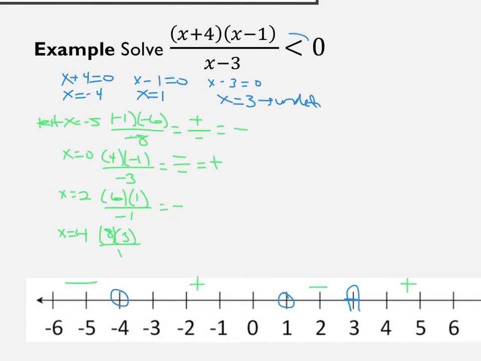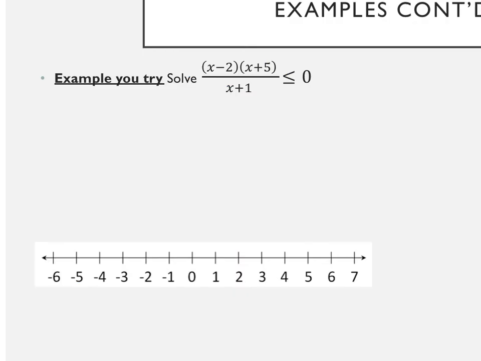And notice because we have a less than, we want to hug the negatives. Everywhere gets parentheses. So our final answer then is -infinity to -4 union 1, 2, oh, I forgot the 1. 1, 2, 3. Try this example, you try.